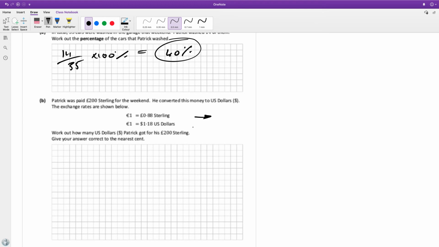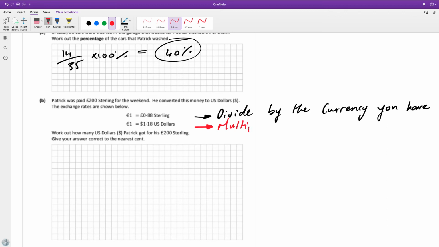You'll never get currency wrong if you abide by one rule. The rule is, take this down, for currency: divide by the currency you have, and multiply by the currency you want. That rule will get you out of jail.